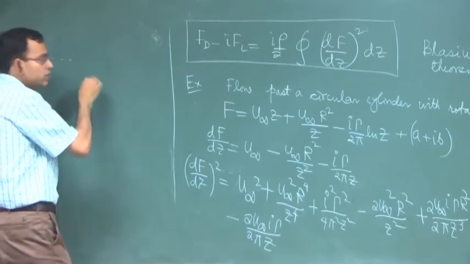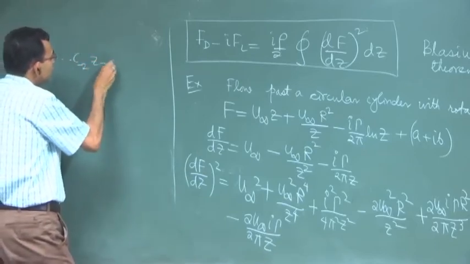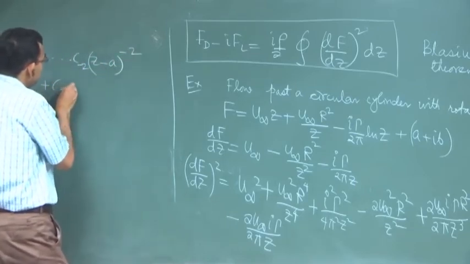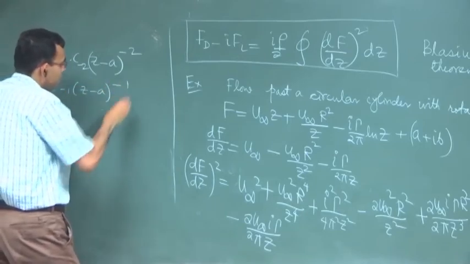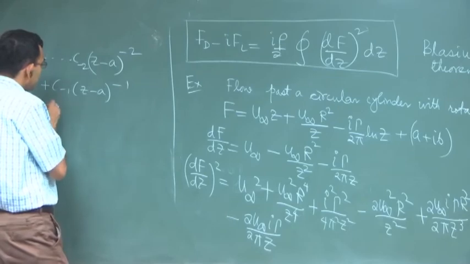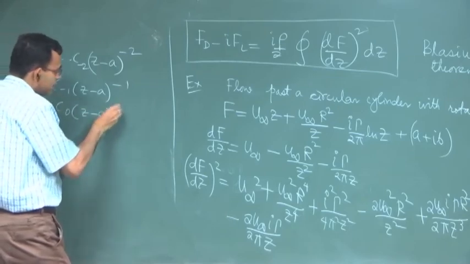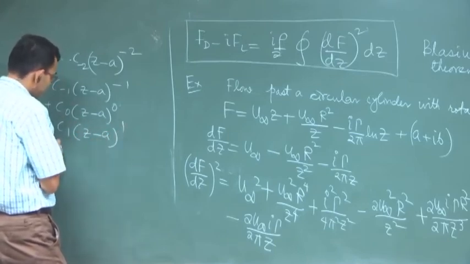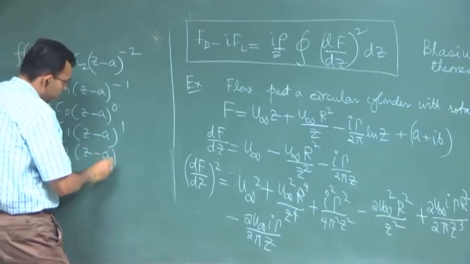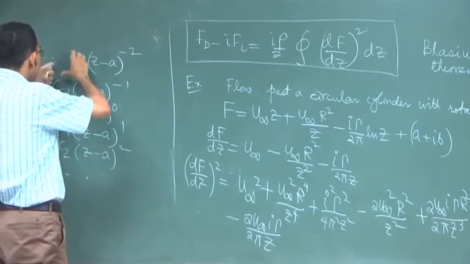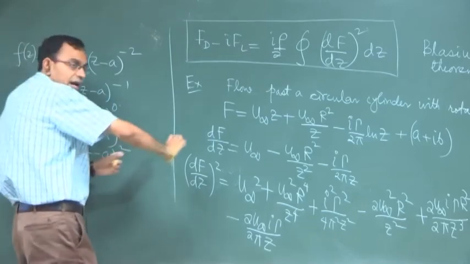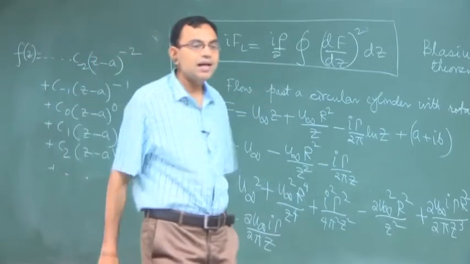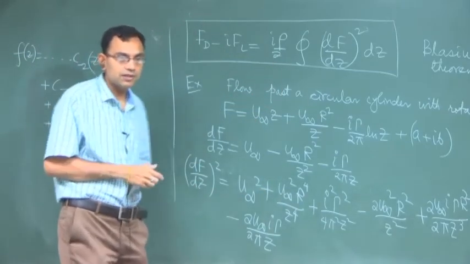We will write some intermediate coefficients like c minus 2 (z minus a) to the power minus 2 plus c minus 1 (z minus a) to the power minus 1 plus c 0 into (z minus a) to the power 0 which is 1 plus c 1 into (z minus a) to the power 1 plus c 2 into (z minus a) to the power 2. In this way it also goes from this side an extreme term to this side an extreme term. So, this is also called as Laurent series, a way of writing a series expansion of a complex function.